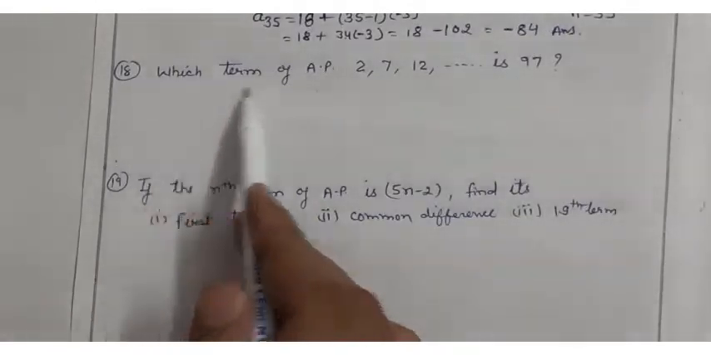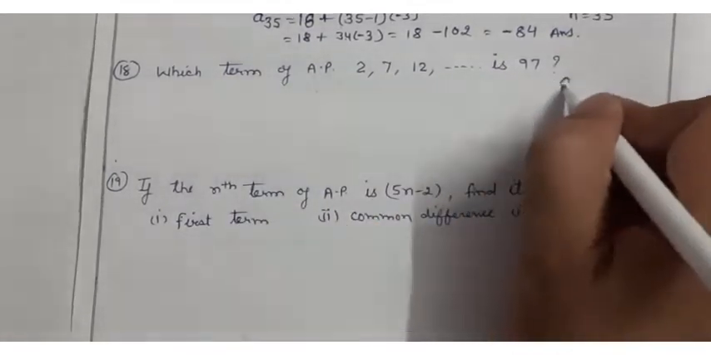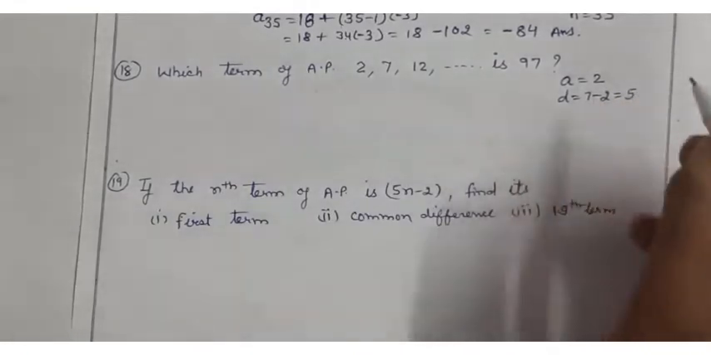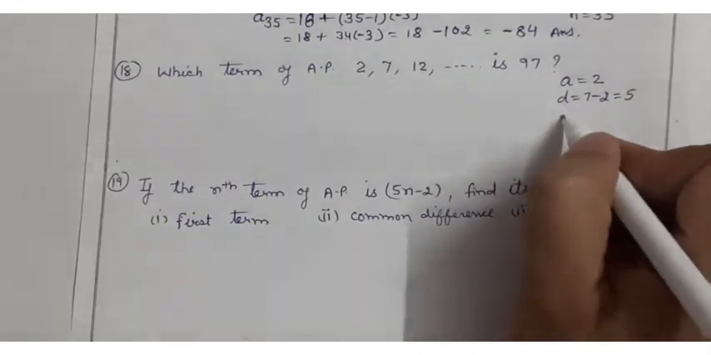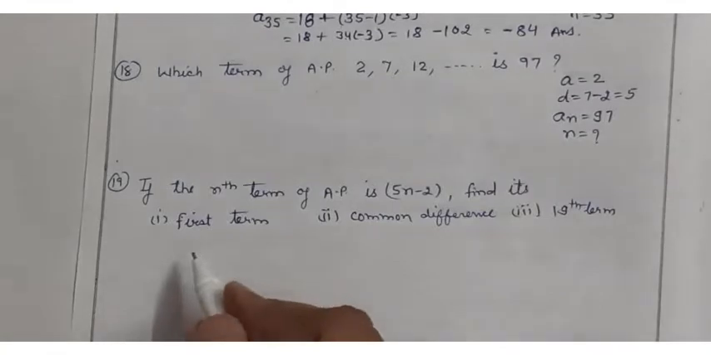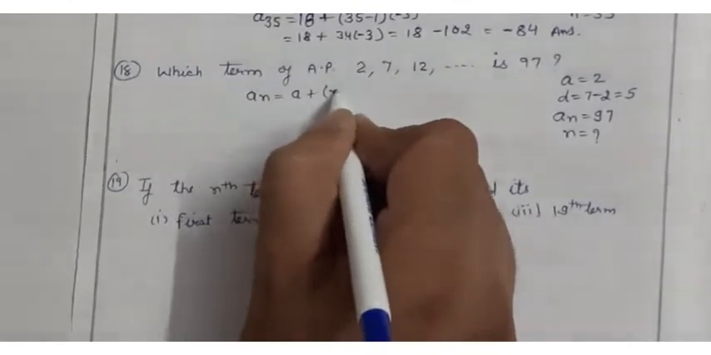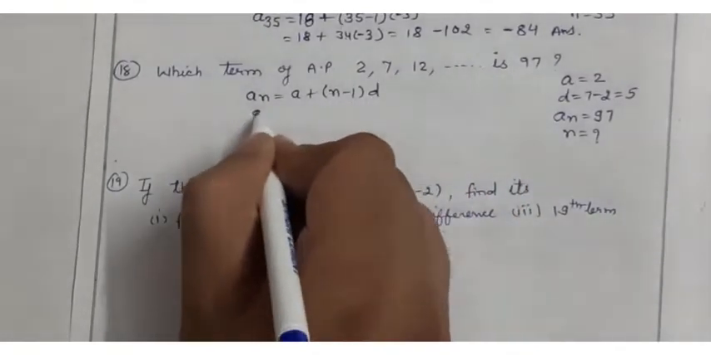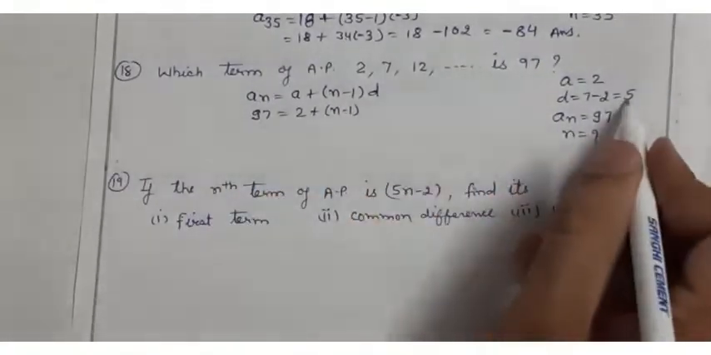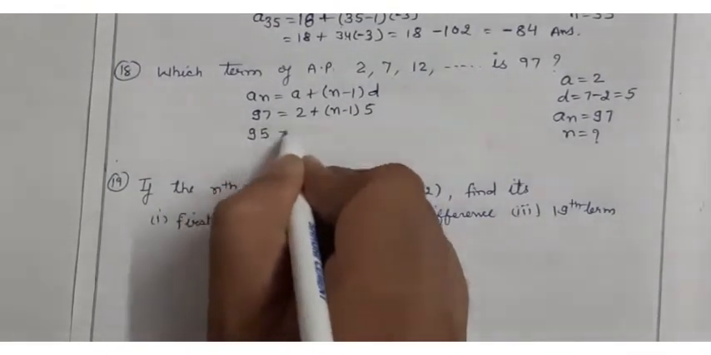Next. Which term of AP 2, 7, 12 dash is 97? A is given 2. D is your 7 minus 2, which is 5. And an is given to you, 97. You have to find the number of terms. The formula will be the same, no? An is equal to A plus n minus 1 d. An is 97, A is 2, n minus 1, d is 5. 97 minus 2, this is 95.